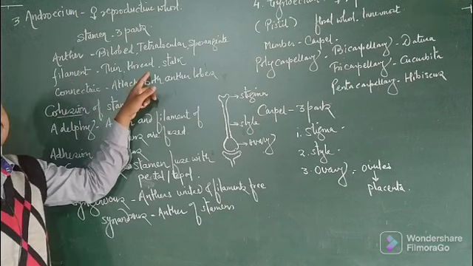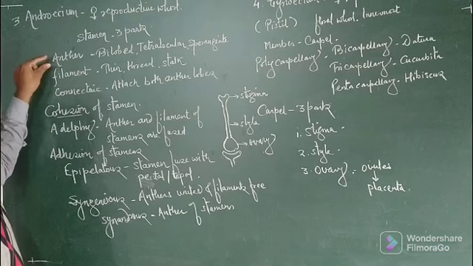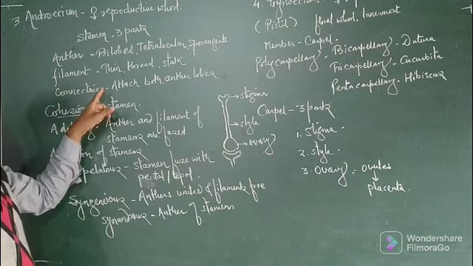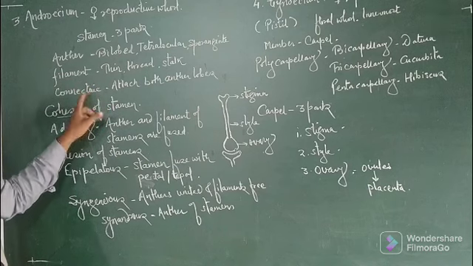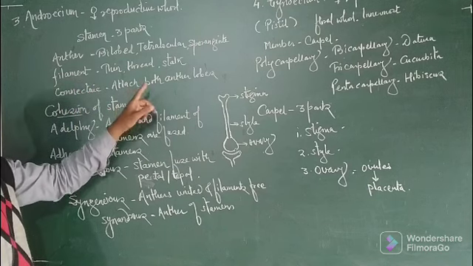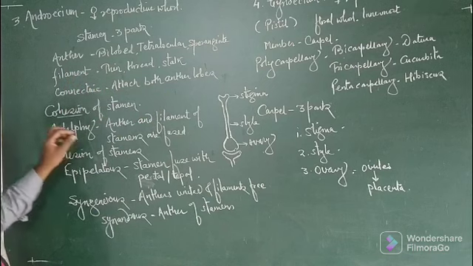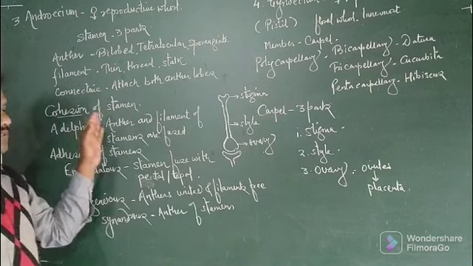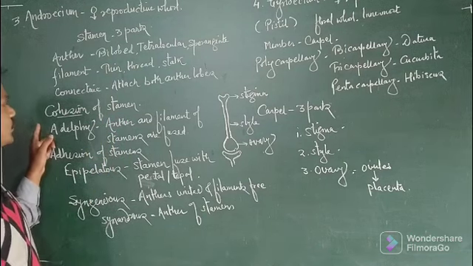Filament is a thin thread-like stalk which connects the anther. Connective is the parenchymatous, sterile tissue which attaches both the anther lobes, and it also connects the anther lobe with the filament. Cohesion of stamen: many stamens attach or fuse with each other. This is called cohesion of stamen.